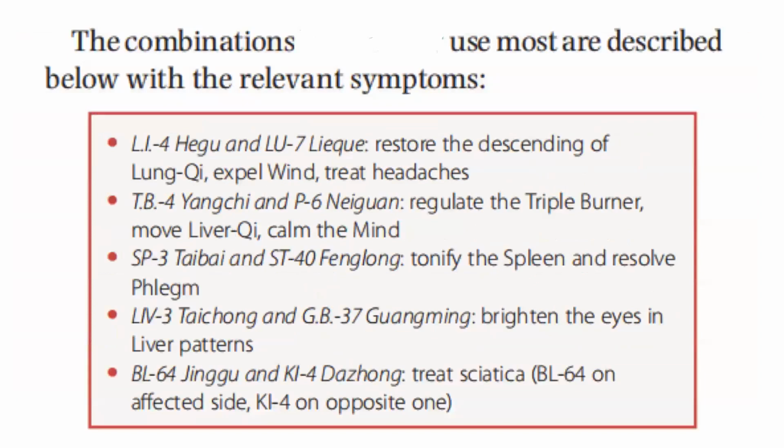The combinations used most are described below with the relevant symptoms. LI4 and lung 7 restore the descending of lung qi, expel wind, and treat headaches. Triple burner 4 and pericardium 6 regulate the triple burner, move liver qi, and calm the mind. Spleen 3 and stomach 40 tonify the spleen and resolve phlegm. Liver 3 and gallbladder 37 brighten the eyes in the liver patterns. Bladder 64 and kidney 4 treat sciatica: bladder 64 on the affected side, kidney 4 on the opposite side.